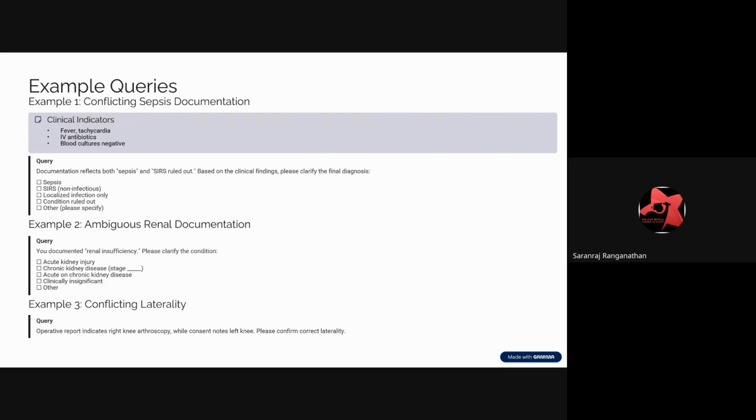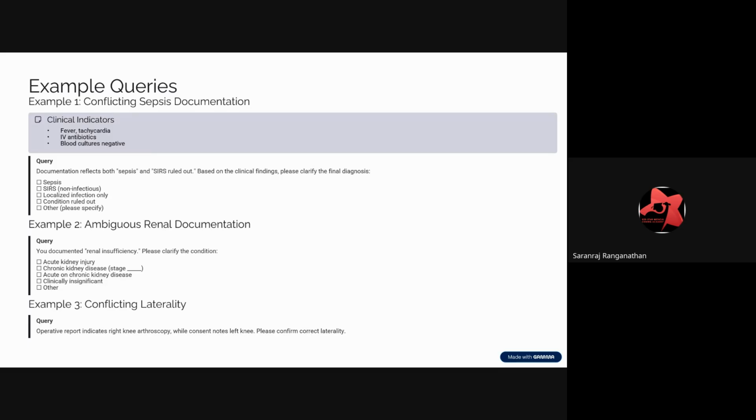The second is ambiguous renal documentation. Renal insufficiency: what does insufficiency mean? Injury or disease, acute or chronic, or infection? That needs to be very clear. It should not be vague or non-specific. That is what ambiguous renal documentation means.